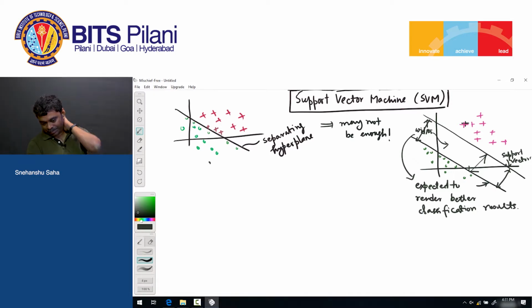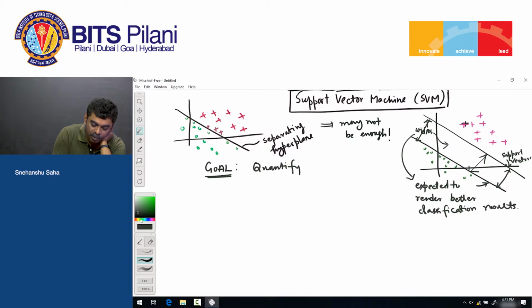But how do we do that? How do we quantify all that? So the goal is this. When we quantify the width, there are some conditions, and one of those conditions is that the data points cannot lie here. You have to have conditions that data points cannot lie here, because this is the width that needs to be maximized. So we quantify the width; in other words, we try to maximize this, subject to some conditions.